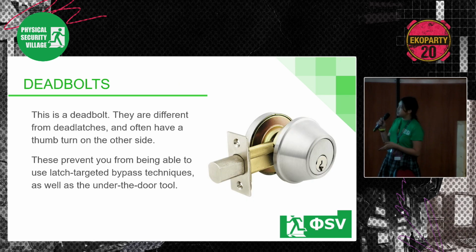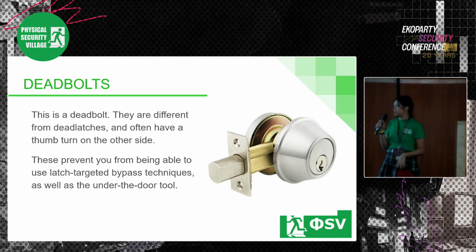This is a deadbolt, and this is different from a dead latch. You'll usually see these with thumb turns on the other side, and they prevent you from being able to use the bypass technique we're about to show you, as well as the under the door tool. There are other tools that you can use to bypass these kinds of locks that you can see at our village.